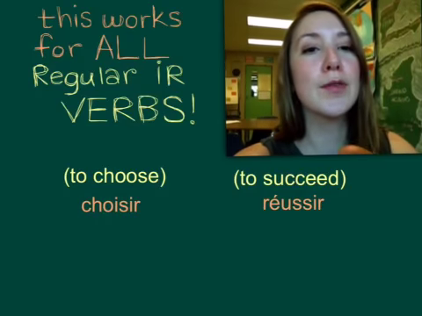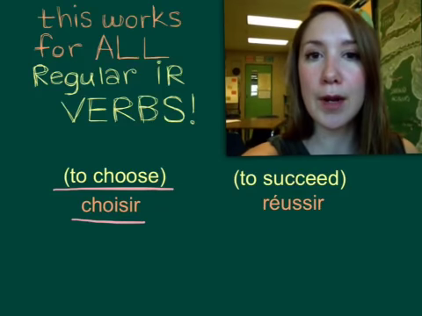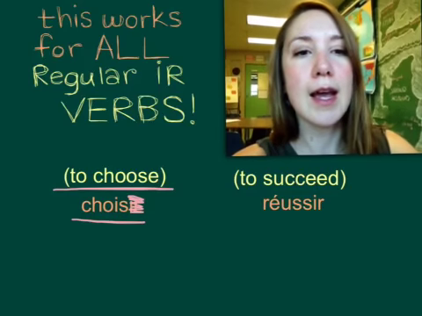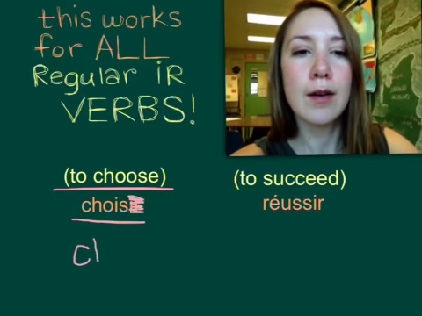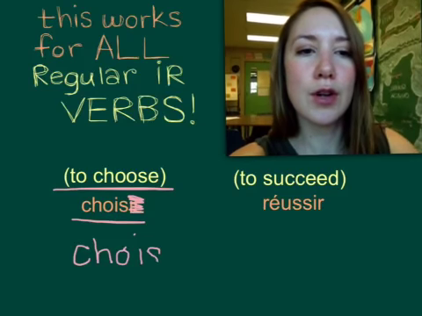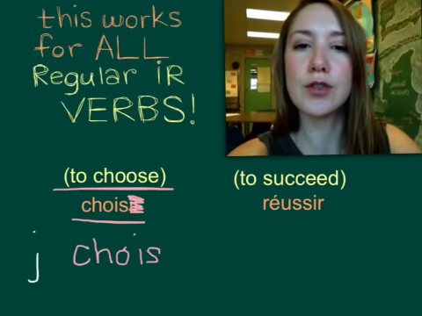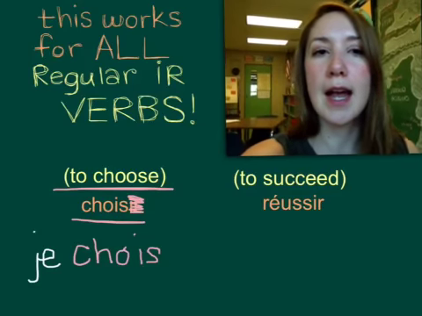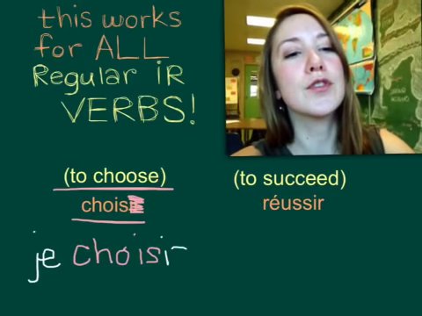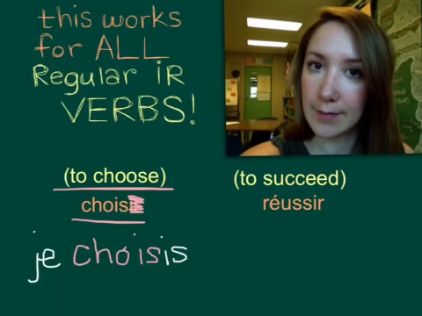So for example, the verb to choose, which is choisir, I would do my first step, which is to take off the IR ending, and I would get my stem, C-H-O-I-S. Now if I wanted to conjugate this for je and say I choose, then I would add my ending for je, which is -is, and I get je choisis.